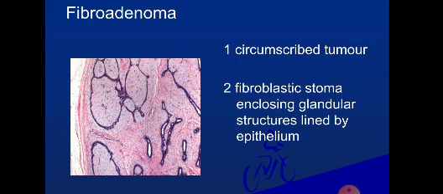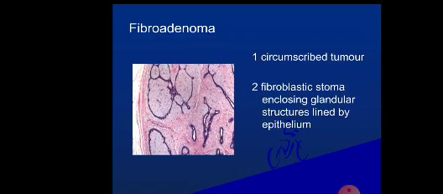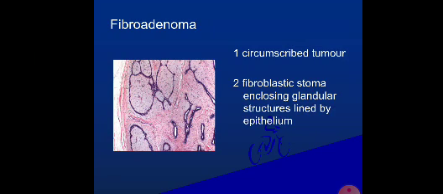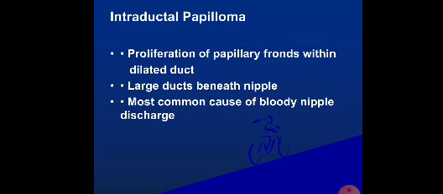And second, the fibroblastic stroma enclosing the duct structure, and these ducts are lined by a double layer of epithelium. Outer layer is myoepithelial and inner is the epithelial lining. This is the microscopic picture of fibroadenoma. This is very important for your practical purpose also.